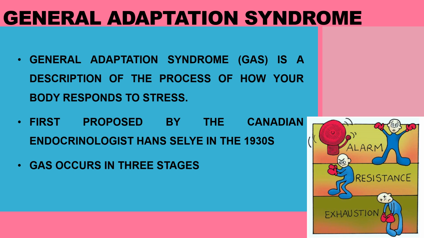The General Adaptation Syndrome, or GAS, occurs in 3 stages. They are the alarm stage, the resistance stage, and the exhaustion stage. Each stage is characterized by a unique set of physiological changes that your body undergoes. In each of these stages, your body reacts in different ways.